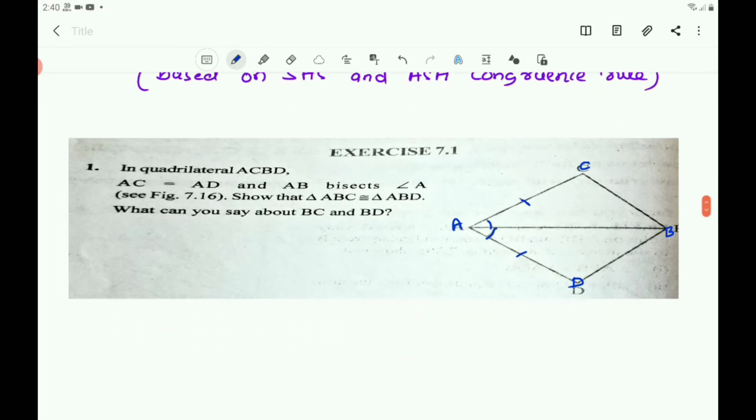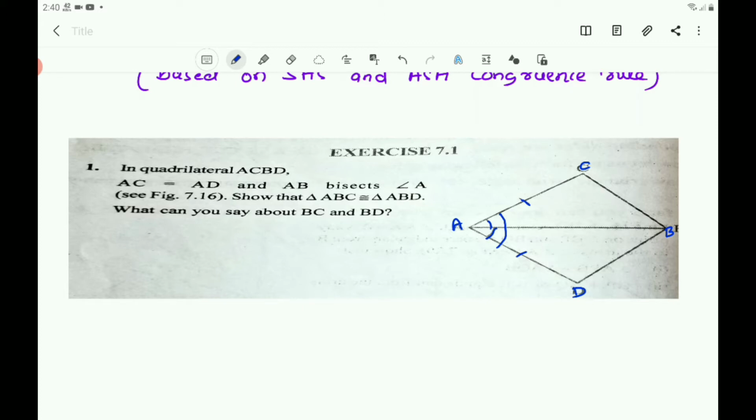Consider the first question. What is the question here? In a quadrilateral ACBD, AC equals AD, that is shown in the figure. AC equals AD and AB bisects angle A. Here this whole angle is bisected by the line segment AB. The line segment AB bisects the angle A into two equal angles.